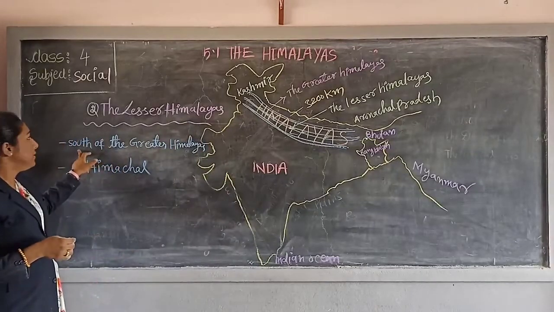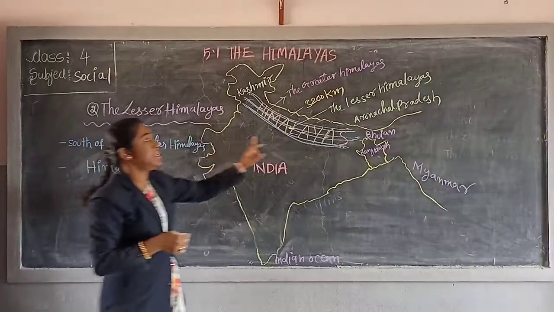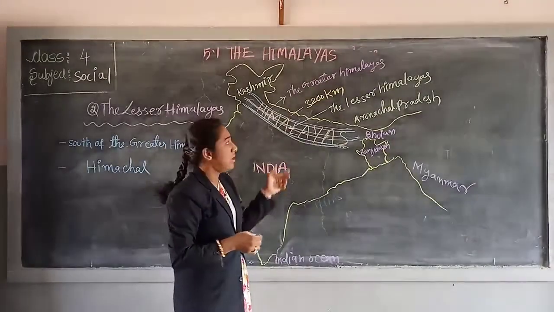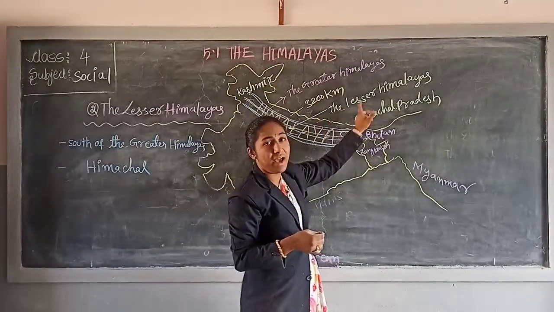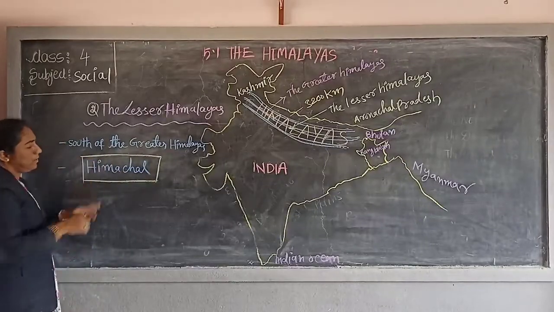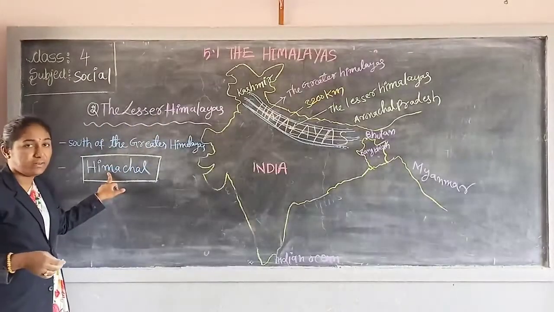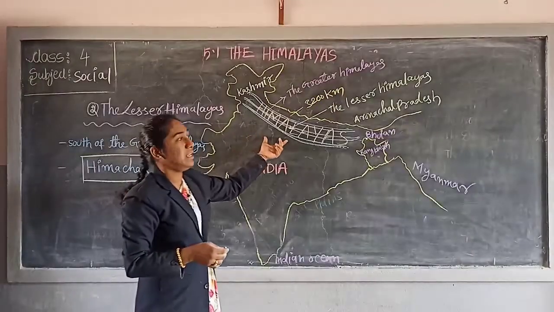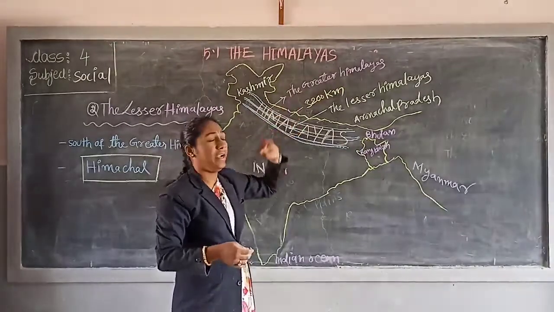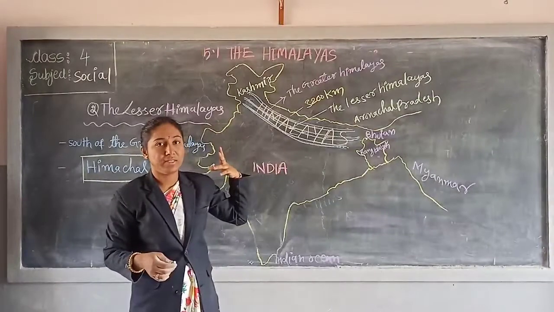These lie to the south of the Greater Himalayas. The Lesser Himalayas are also called Himachal. What is the other name of the Lesser Himalayas? Himachal. So these Lesser Himalayas are not so high as the Greater Himalayas. This is about the Lesser Himalayas.